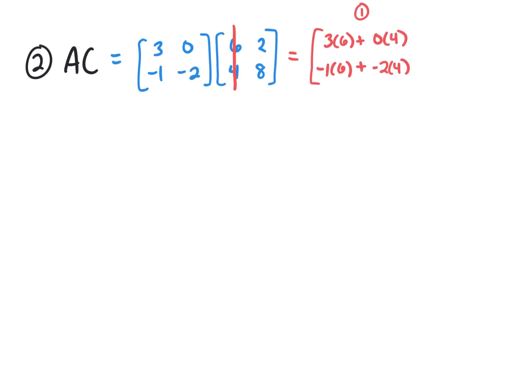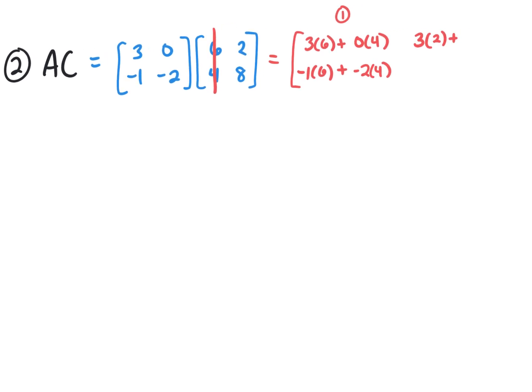So moving on, we're going to do row 1 with column 2. So we're going to take 3 times 2 plus 0 times 8. What am I done with now? Row 1 is done because it's full.